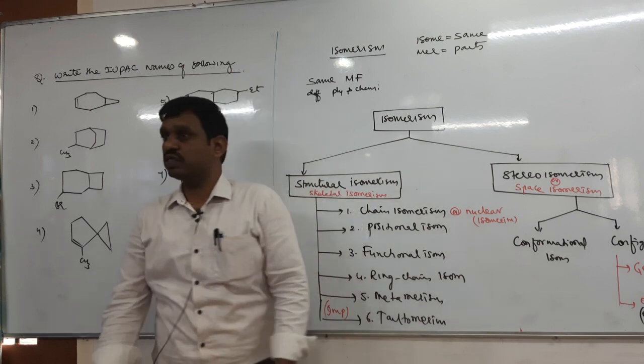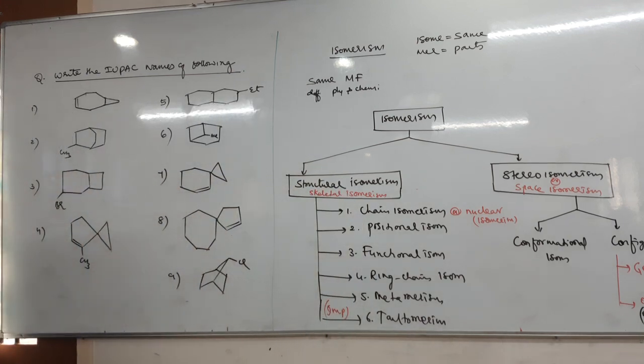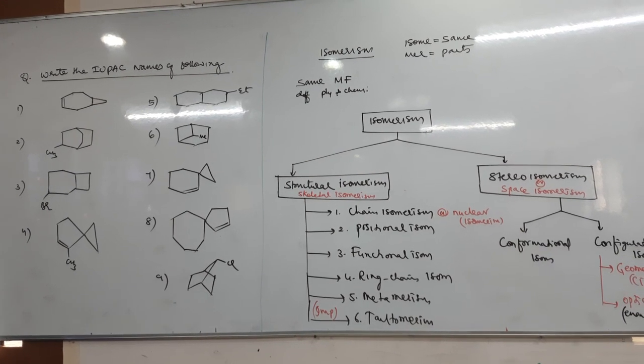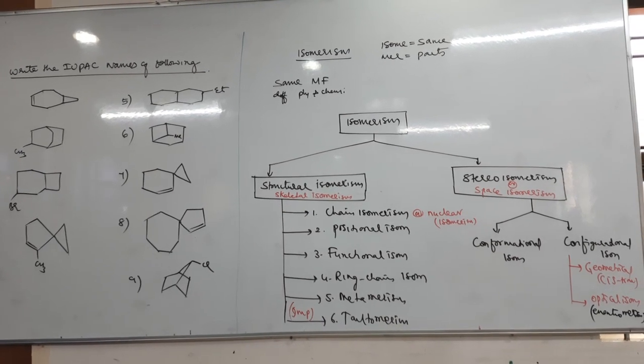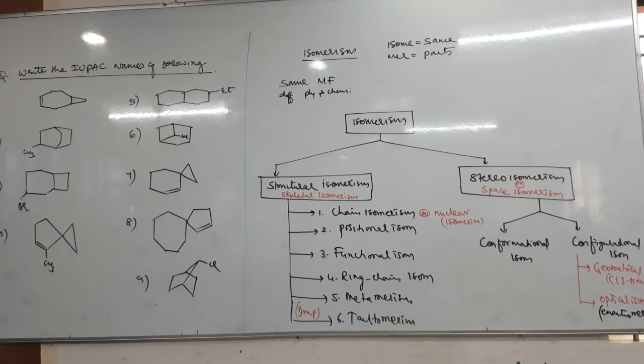Quickly, the organic compounds which have the same molecular formula but different physical and chemical properties are called isomers, and this phenomenon is called isomerism.